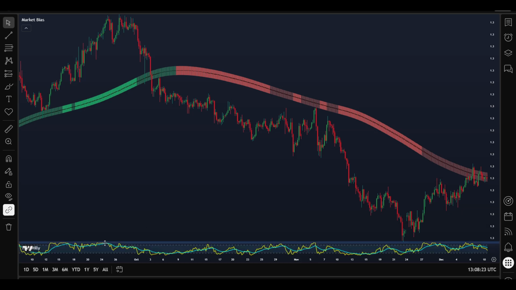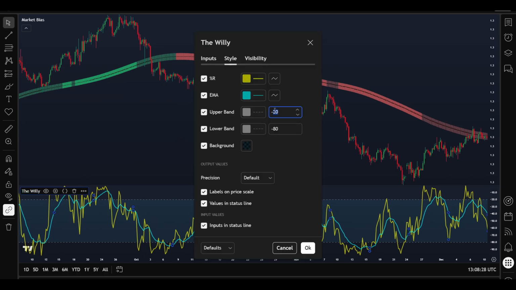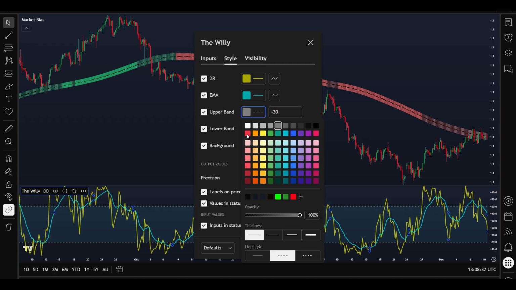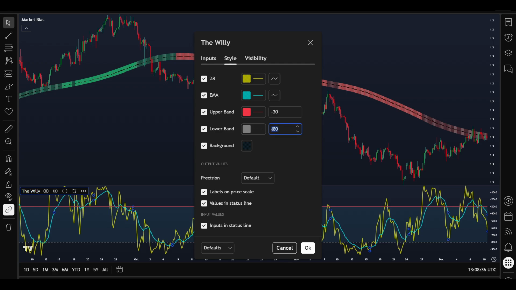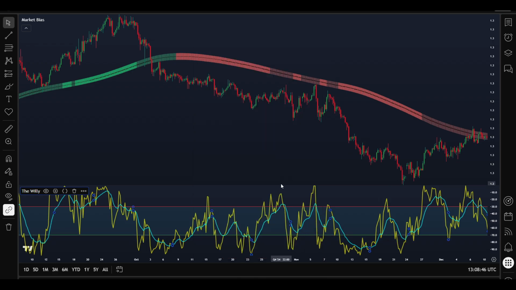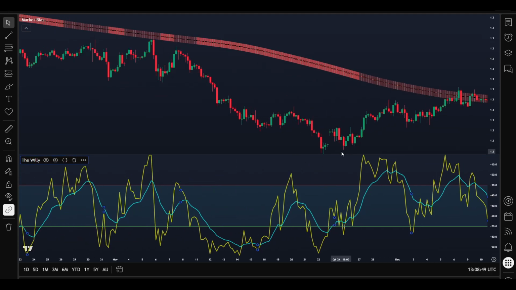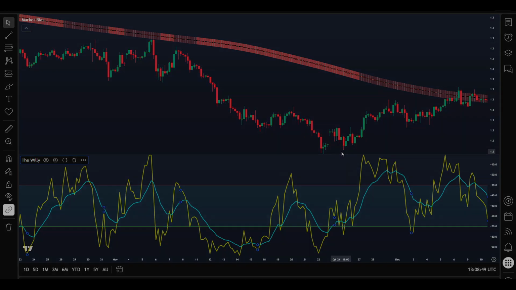Bright equals impulse. Dark equals pullback phase. Williams %R. Open settings. Style. Set upper band to -30. Change the color to red, and change the display to line. Set lower band to -70, change the color to green, and change the display to line as well. Ensure the %R plot, yellow, is visible, with its default 13-period EMA signal line.